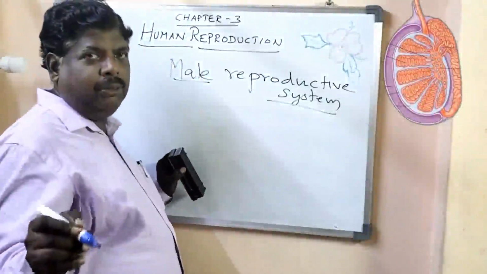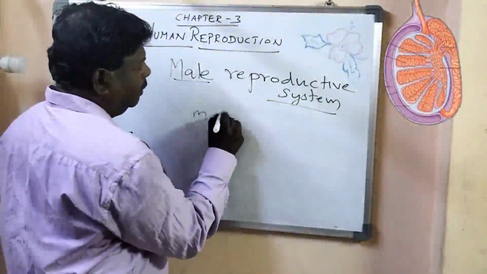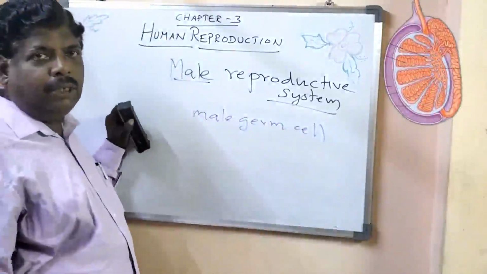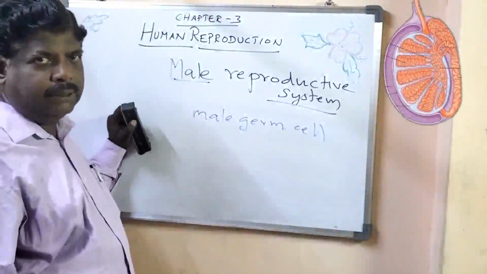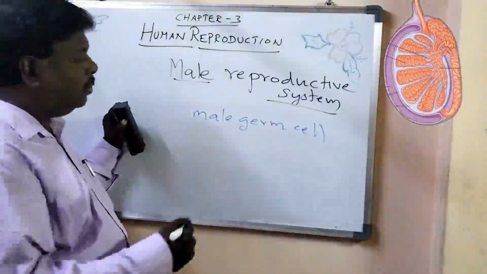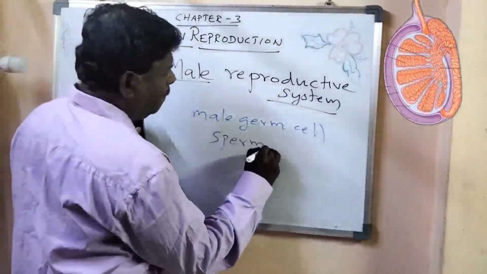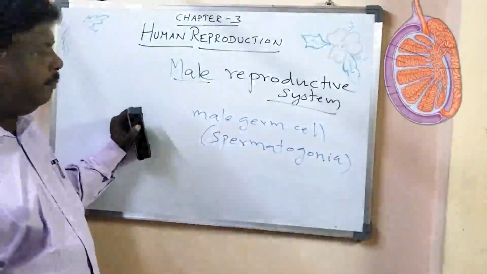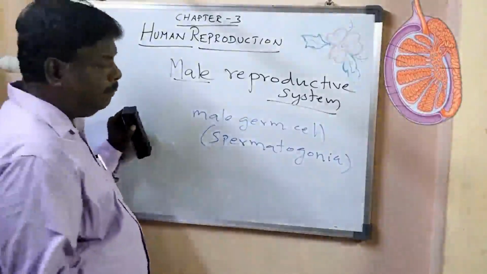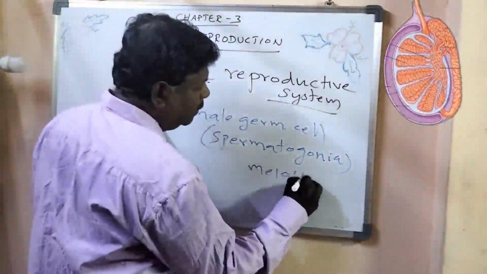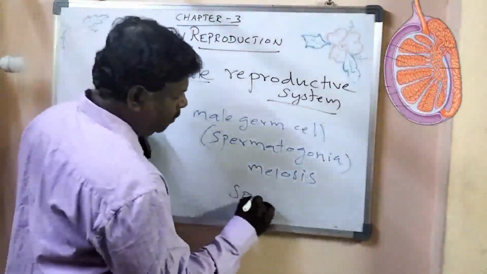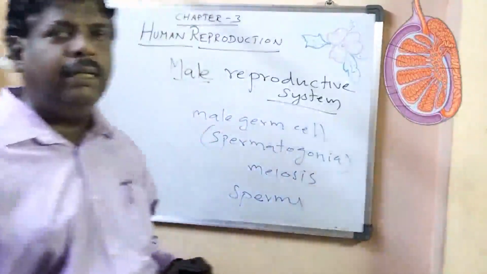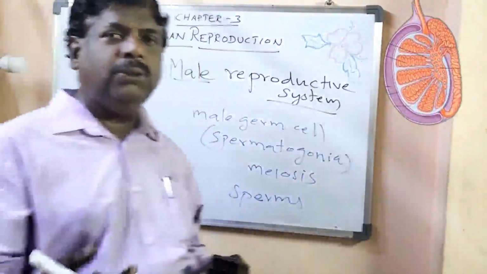So in the seminiferous tubule, there are 2 types of cells. One is the male germ cell, also known as spermatogonia. These male germ cells undergo meiosis to produce sperms. You very well know that gametes are formed only after meiosis. In gametes the number of chromosomes is reduced to half.